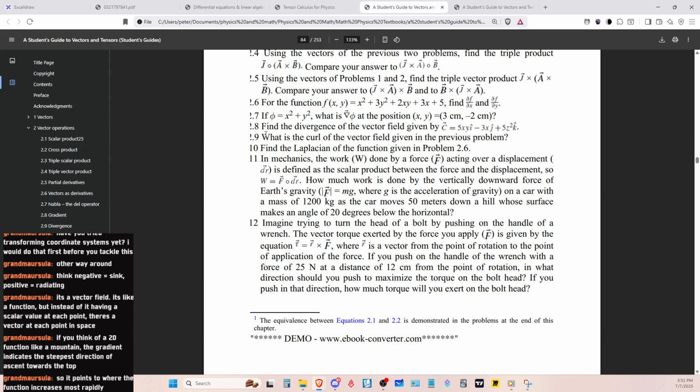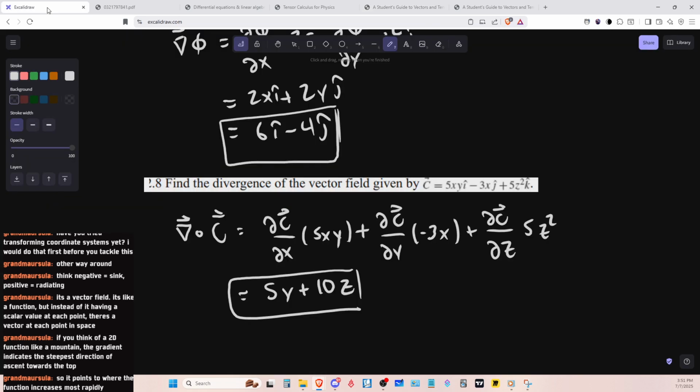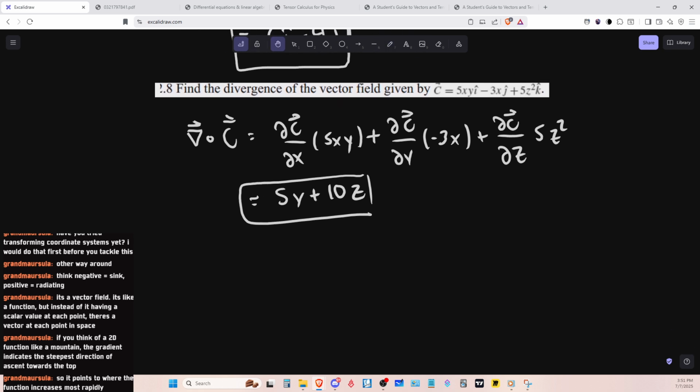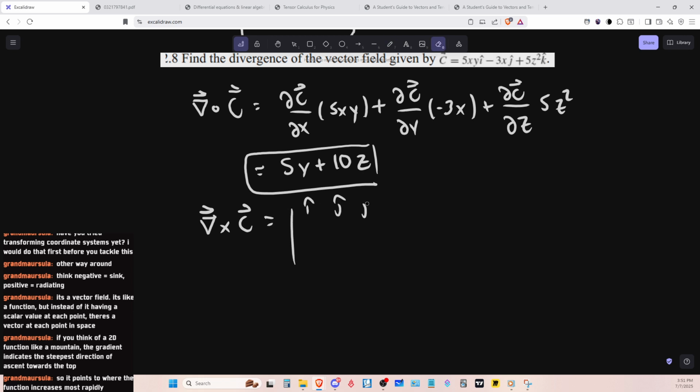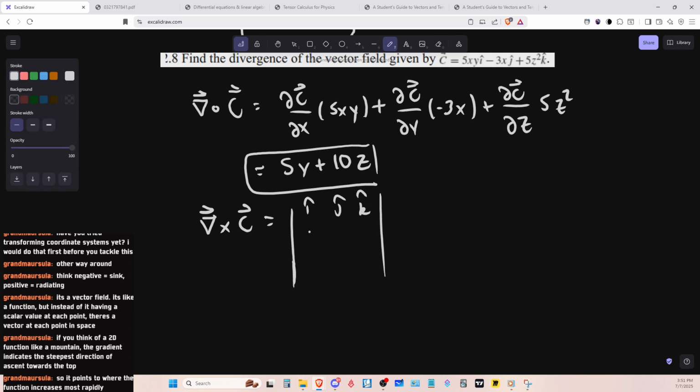Oh, now they want the curl. They want the curl for this one, so we don't have to copy and paste that. We'll do it. Okay. Curl. So that means boom, boom. Oops. Boom. So we're going to be left with curl cross.